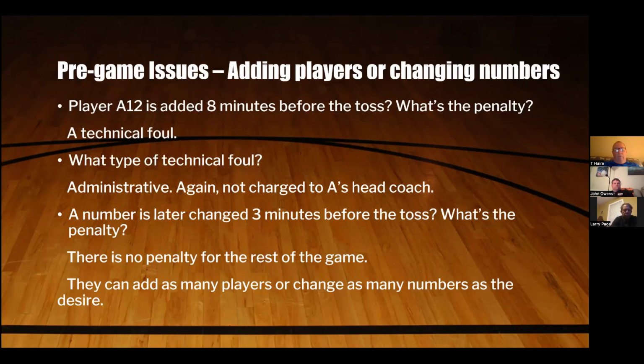So when we reach the 10-minute mark and then they make a change in the book, they're only charged with 1 technical foul, no matter how many changes they make the rest of the game. They can add as many players, they can change as many numbers as they want to. Any questions on that aspect of it?